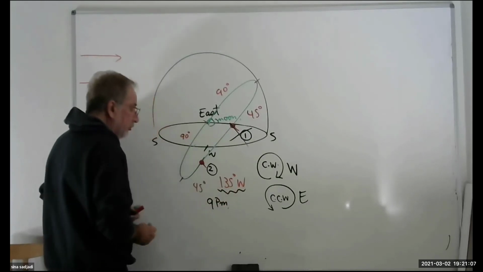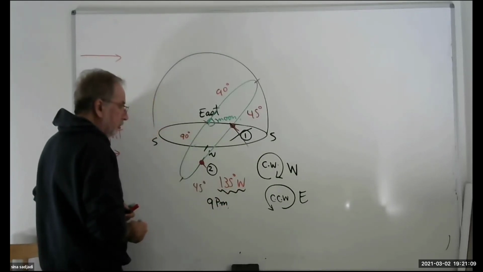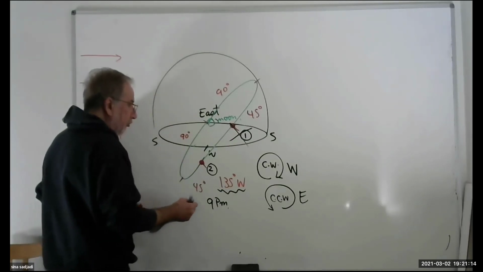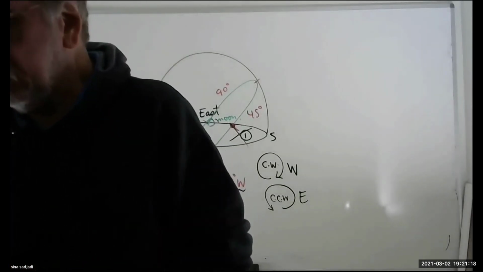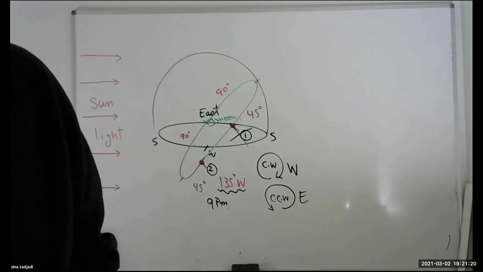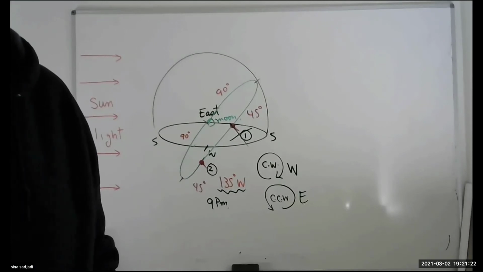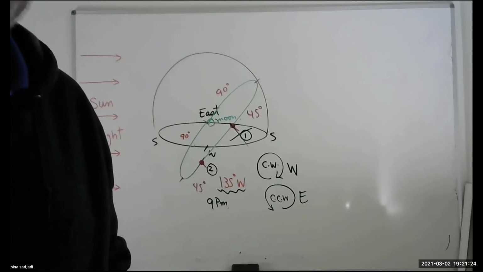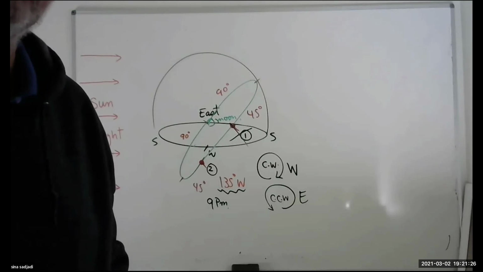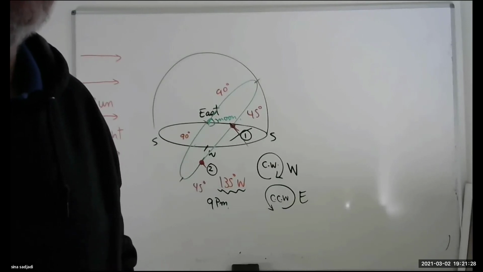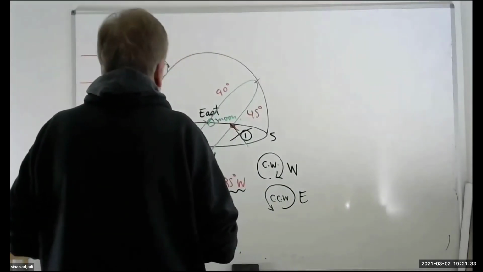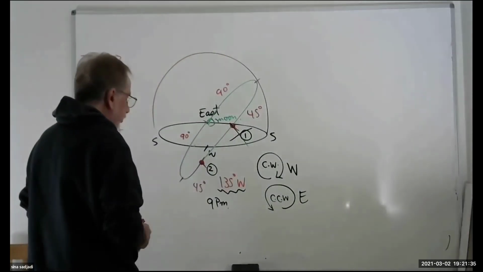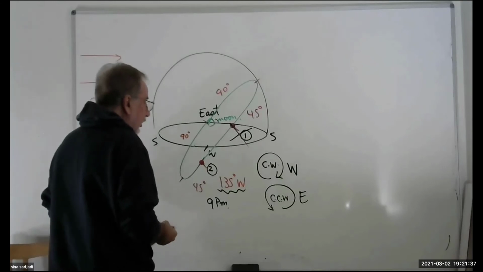We know the angle here. What is the phase? Look at your general diagram. What is the phase for 135 west? Third quarter? No, I'm sorry. Waning gibbous. Very good. No, you don't have to be sorry, by the way. It's all right. Okay, so it is waning gibbous.